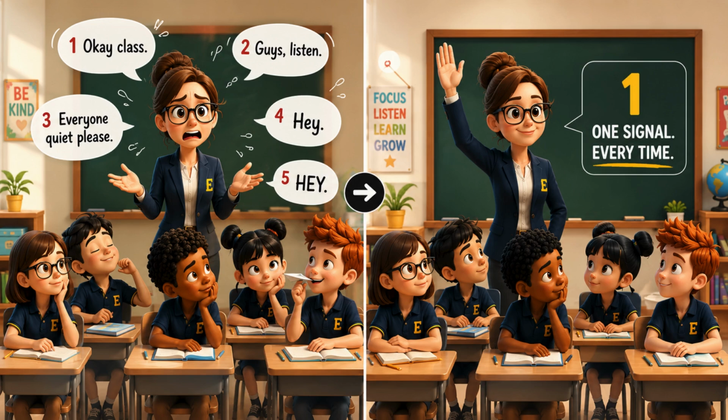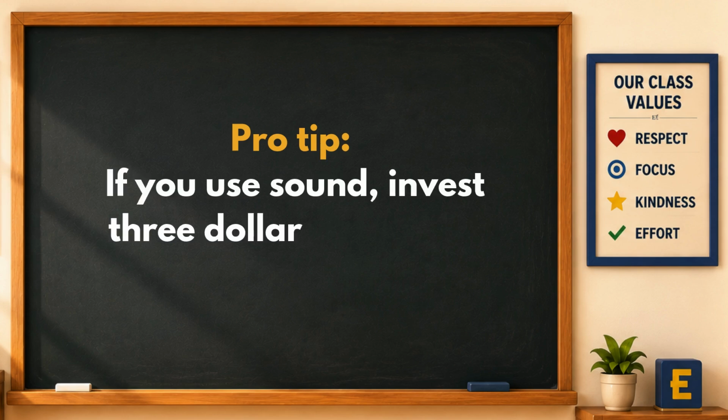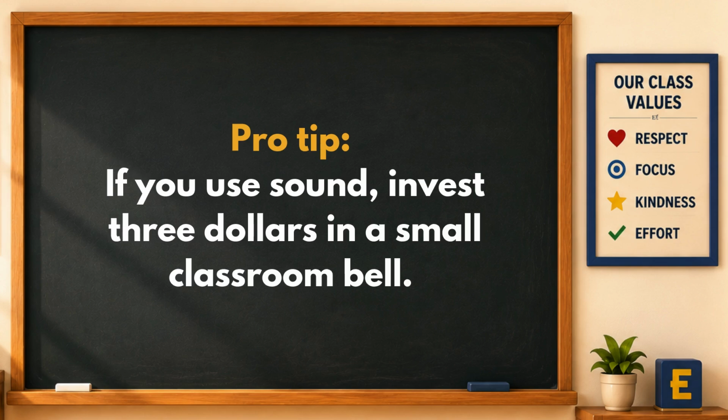The killer mistake is having 5 different ways to signal the same routine. Okay, class. Guys, listen. Everyone quiet, please. Hey. You've just taught them your signals mean nothing. Pick one, use only that one. For weeks. Pro tip, if you use sound, invest $3 in a small classroom bell. That single tool becomes shorthand for half your routines by October.